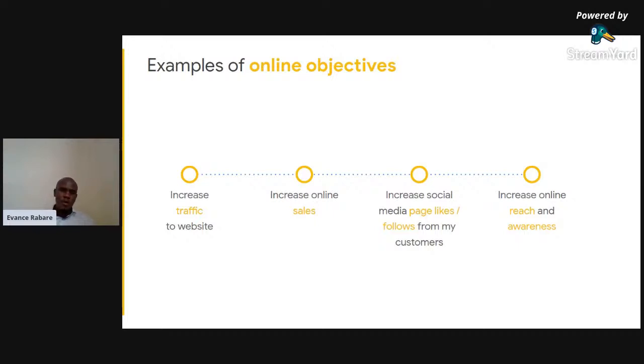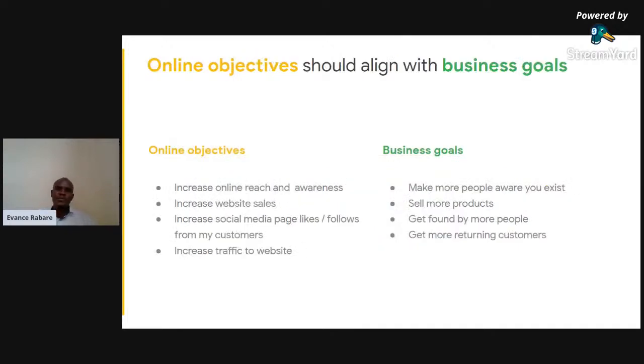So your online objective should align with your business goals. So here we have an online objective, and here we have business goals. So look at this: increase online reach and awareness as an objective, increase website sales as an objective, increase social media page likes or follows as an objective, also increase traffic to the website.